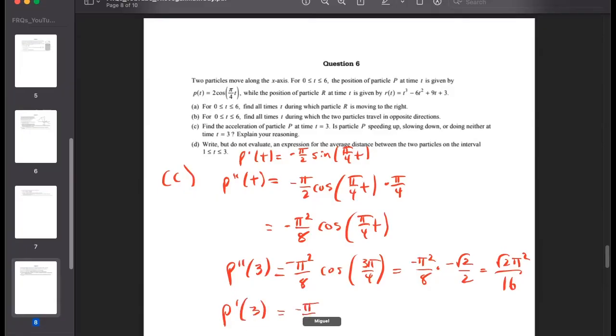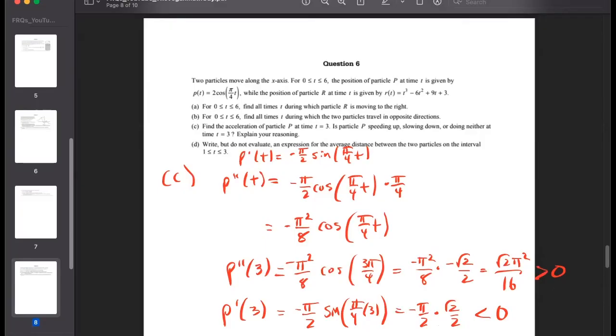So we need to just compare that to the first derivative. So again, that's plugging in -pi/2 sine of, and then I'm going to go ahead and plug in the value of 3 for my time. And that looks like it's going to be -pi/2 times √2/2. So that's negative. So we have the acceleration is positive, the velocity is negative. So that means that it is going to be slowing down at time equals 3. And this is the explanation that we have to show. Because the acceleration is one sign, the velocity is another sign, that means that it is going to be slowing down.